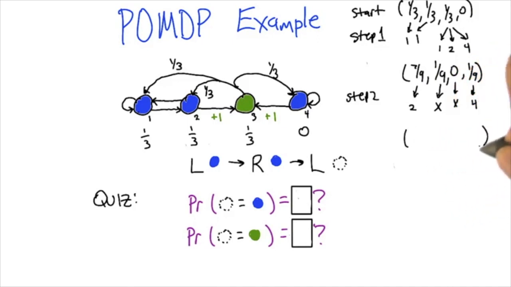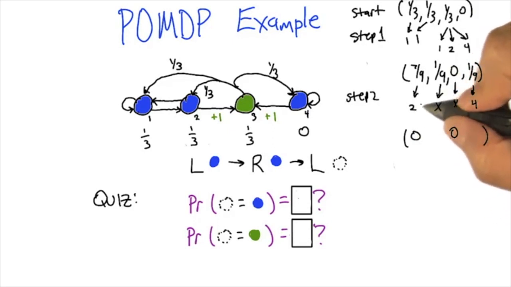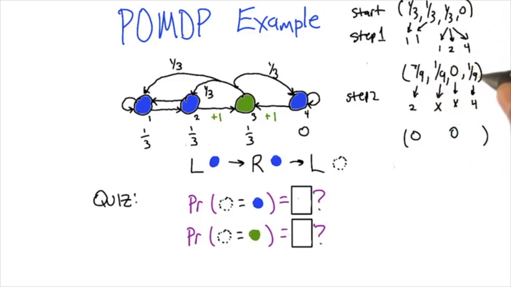And some of these are really easy. Like we know we're not in state 1, it just can't happen. And we know we're not in state 3, it just can't happen. But now it's sort of weird. Like it looks like we're in state 2 7/9 of the time, and state 4 1/9 of the time, but that can't be because it's not a probability.